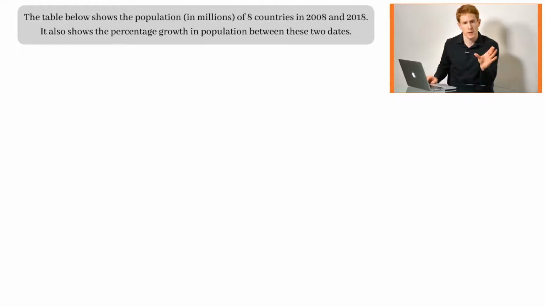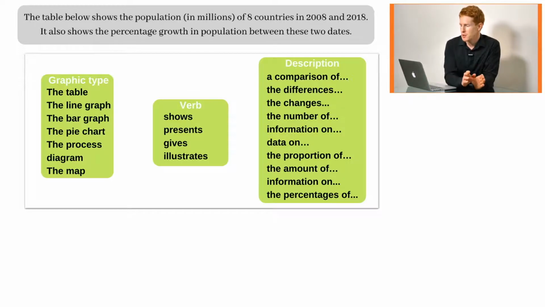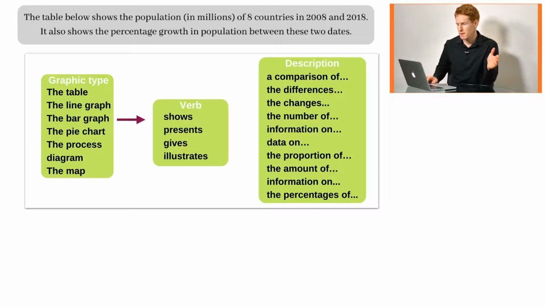When it comes to writing the introduction, you take the rubric and you're going to use synonyms or change the grammar of the rubric. So here is a bit of a cheat sheet for you. We have the graphic type, verb, and then description. So for example, in the rubric it says, the table below shows. Now, we could use this cheat sheet and say the table gives a comparison of. So the idea is you have your graphic type, verb, and then your description.